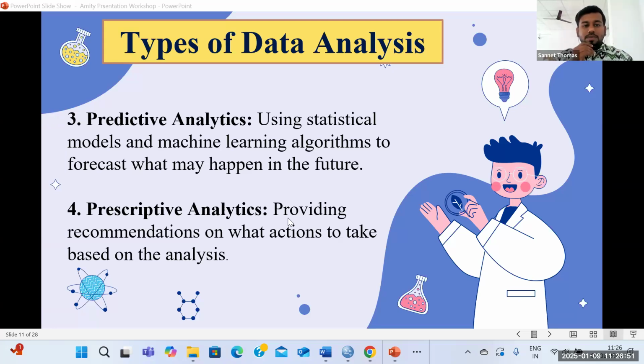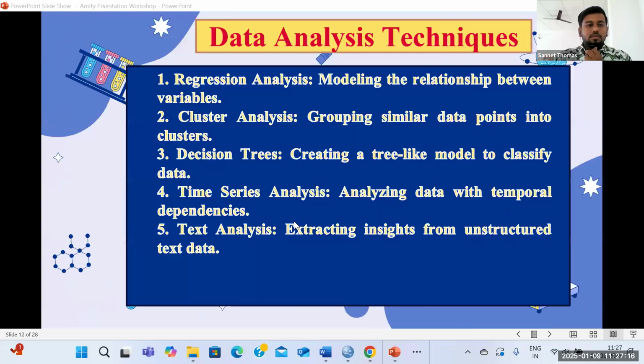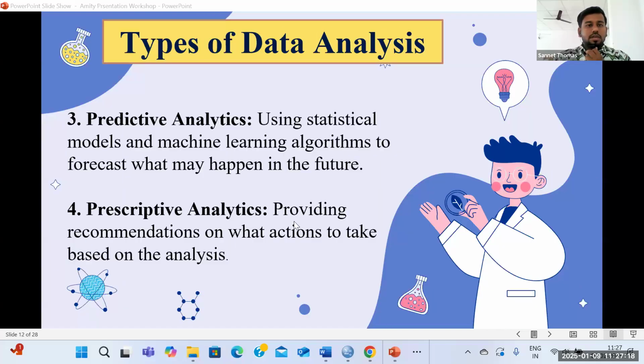Then the fourth one is prescriptive analysis. Prescriptive analysis means providing recommendations on what action to take based on the analysis. Say, after the data analysis, we can provide some insights, and also we can prescribe some recommendations on what we have to do based on the output. These are the main types of data analysis.